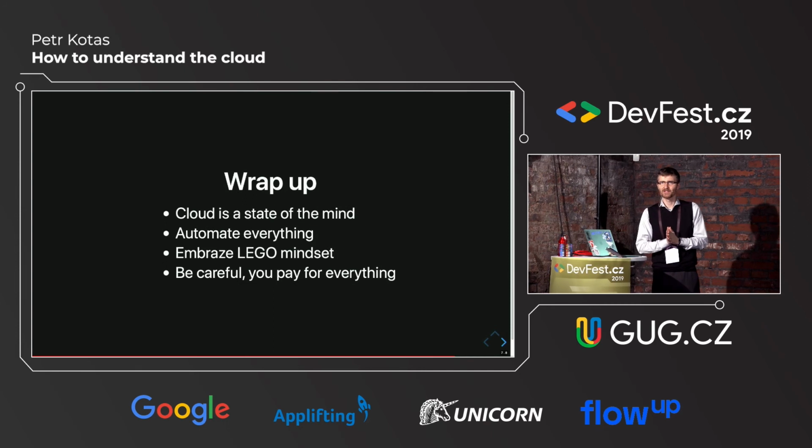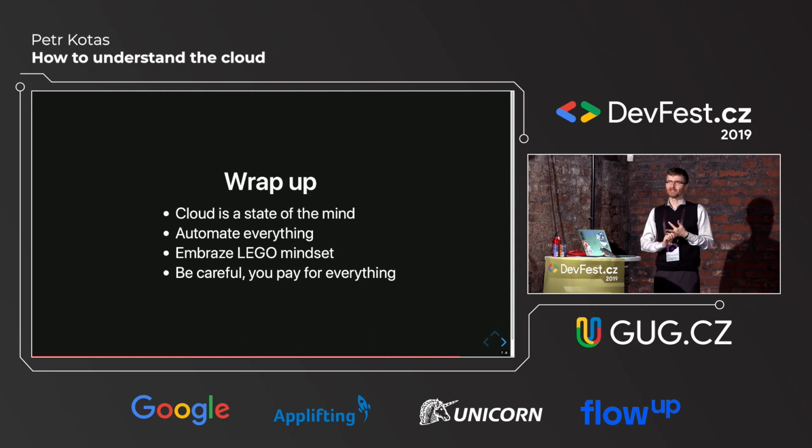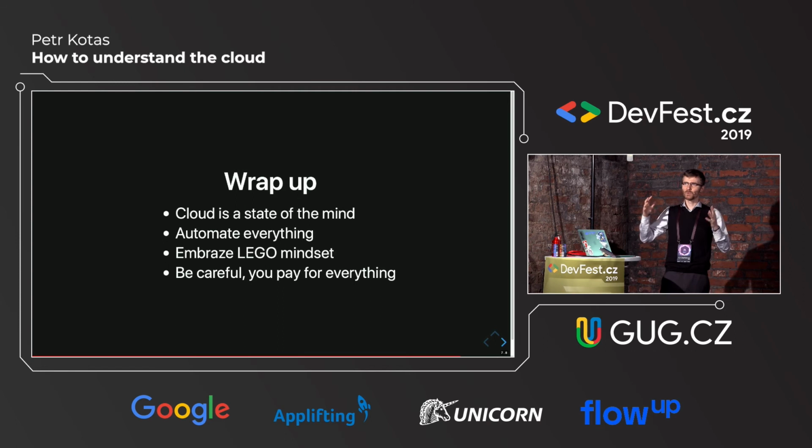So to wrap up the tips I'm trying to give you: change the state of the mind, because this is how you go cloud. Automate everything, because it will save you time, money, and your sanity. And embrace the Lego mindset. Oh, there's a typo. Embrace the Lego mindset. Put existing components together and save time. And be very, very careful, because in cloud you pay for everything and it can destroy your budget.